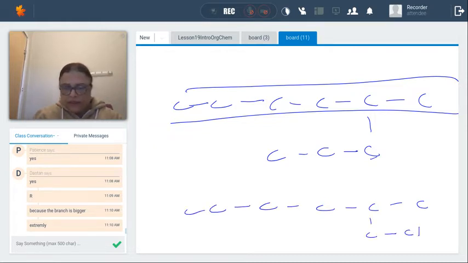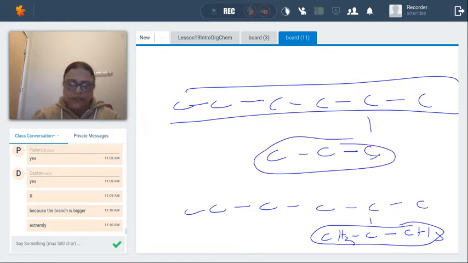See, like that. So this is also branching with 3, and this is also branching with 3. But this is branching that is straight, and this is branching that is branched. So you see, organic chemistry is very complex. Even the branching can be branched.